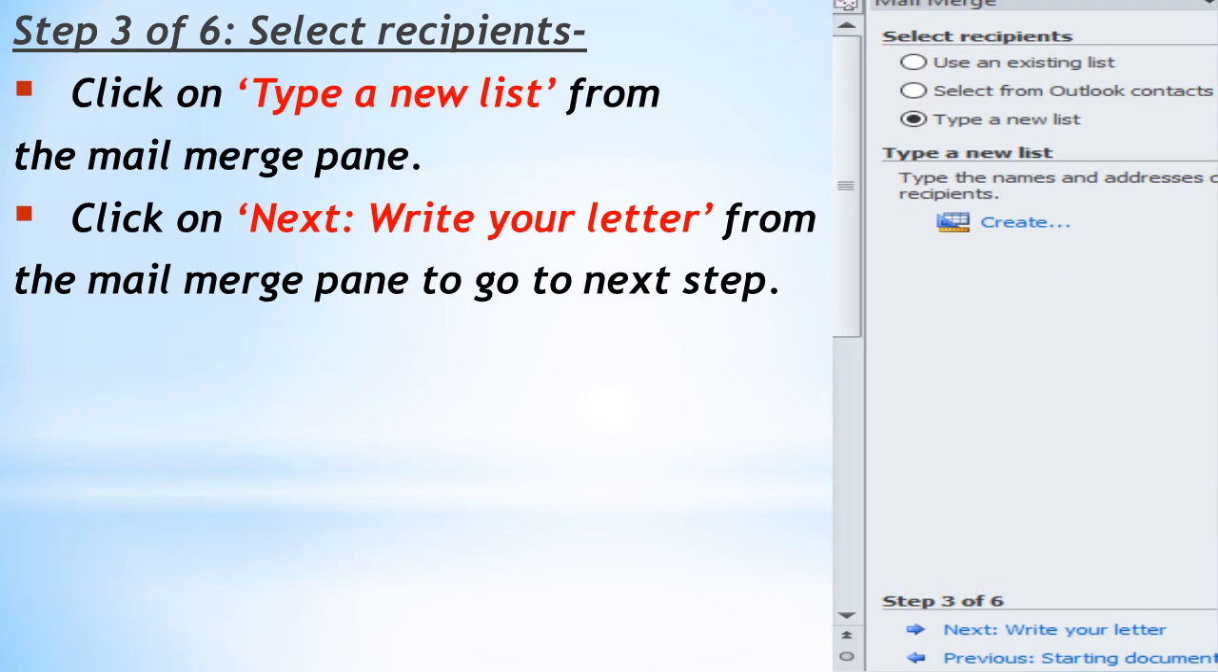You can see this window. This is the mail merge pane window. It will be present on the right side of the window, right? In that we need to select type a new list from upward. You can see 3 options there, right? You need to click on type a new list. In that new list you can type the address of the person. Afterwards, you need to click on Next: Write your letter from downside. Down from that, Next and Previous are there. Previous will go to the second step. If you want to go to the next step after 3, you need to click on Next: Write your letter from this window.